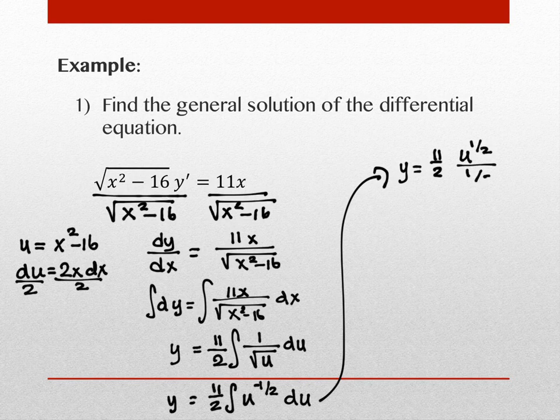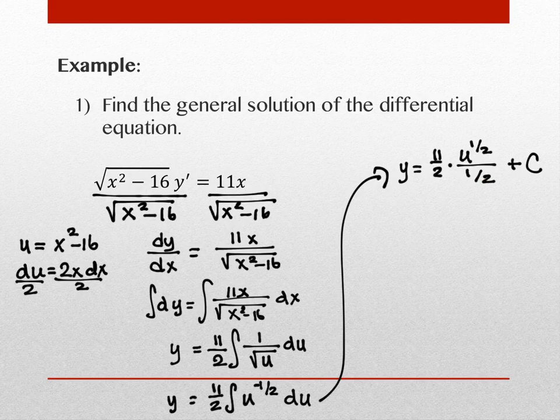Over 1/2, sure. u to the 1/2 over 1/2. And then I do need a plus c, so we will put that plus c right there. There's an over 2 and an over 1/2, so whatever point you decide to simplify, these do cancel because you're dividing by 2 and dividing by 1/2.